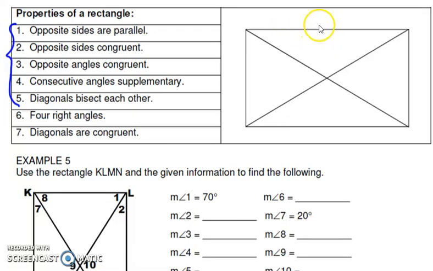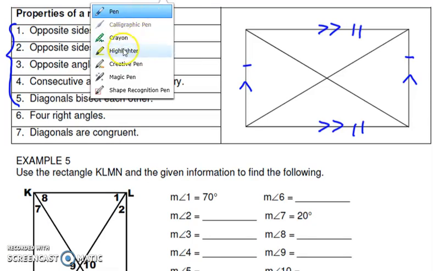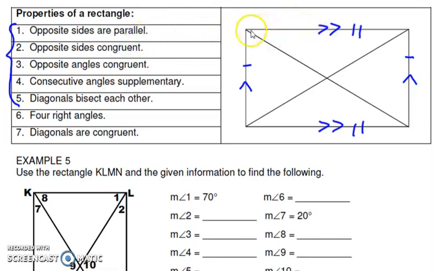So we said opposite sides are parallel, the sides across from each other are parallel. We mark those with arrows. Opposite sides are also congruent. The sides across from each other are congruent. We mark those with a tick mark. We also could use our colors and color code them.